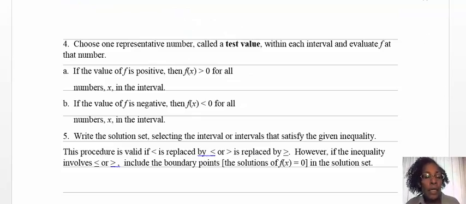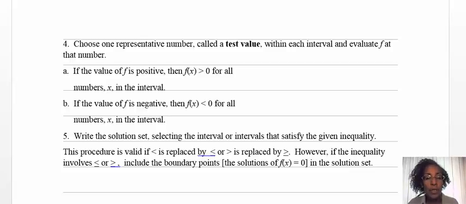Here are the remaining steps in the process. I want to choose one representative number, called a test value, within each interval and evaluate f at that number. If the value of f is positive, then f of x is greater than 0 for all numbers in the interval. If the value of f is negative at this test number, then the function is negative for all numbers x in the interval.